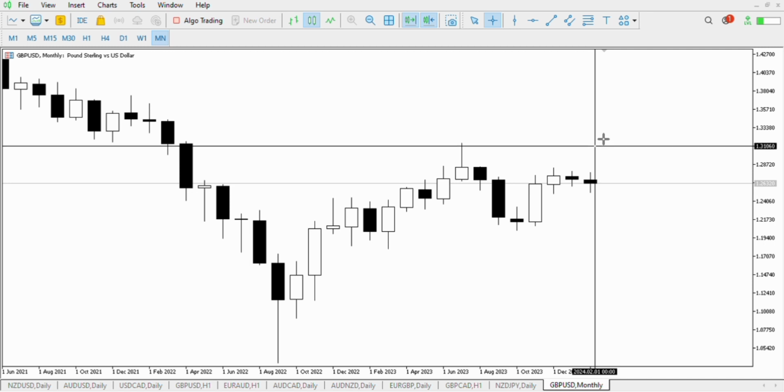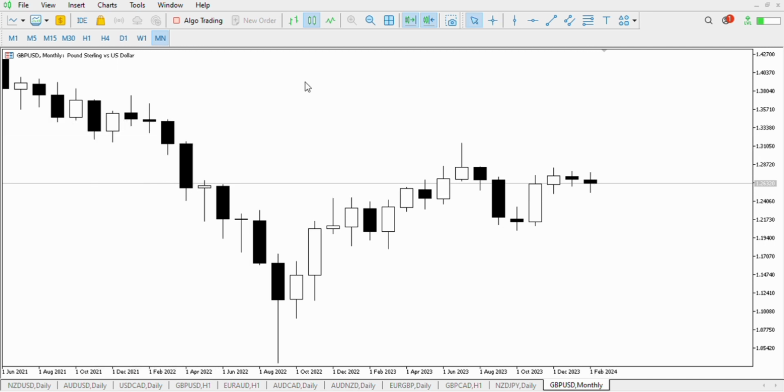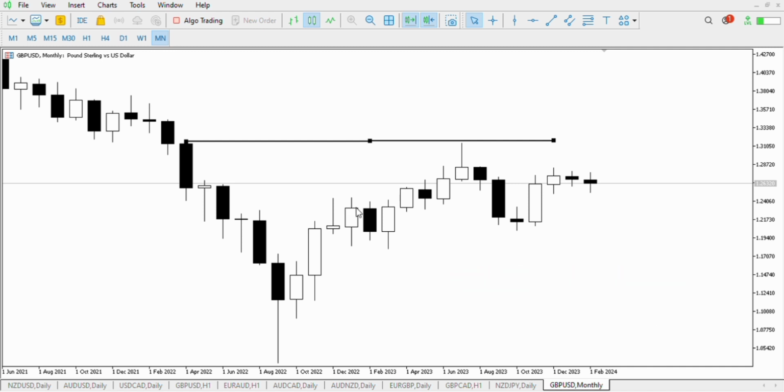That is because we have a fair value gap right here that price is yet to draw to. So I'm just going to mark out the line right here. Let me get the right figure for it. So the first area I want to point out for the fair value gap is at 1.31666. Then I'm just going to use the color green so that it can be more visible. That's for the first part of the fair value gap.